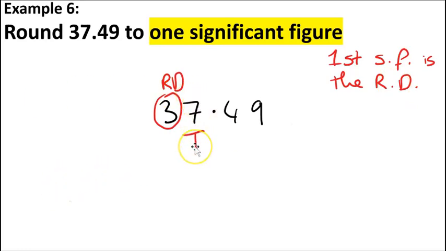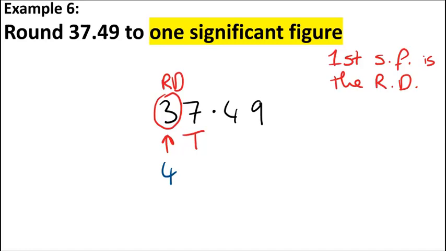So the number directly after it is the telling digit. So the 7 will tell the 3 what to do. So focusing in on the 7, 5 or more, let it soar. 4 or less, let it rest. So we're going to go with 5 or more. So 3 is going to soar up to 4.